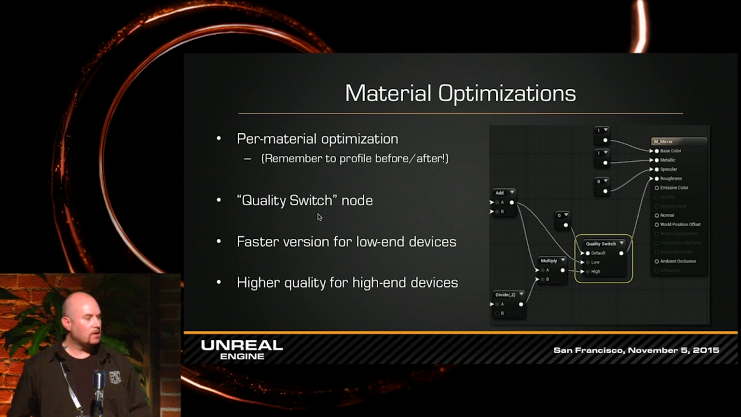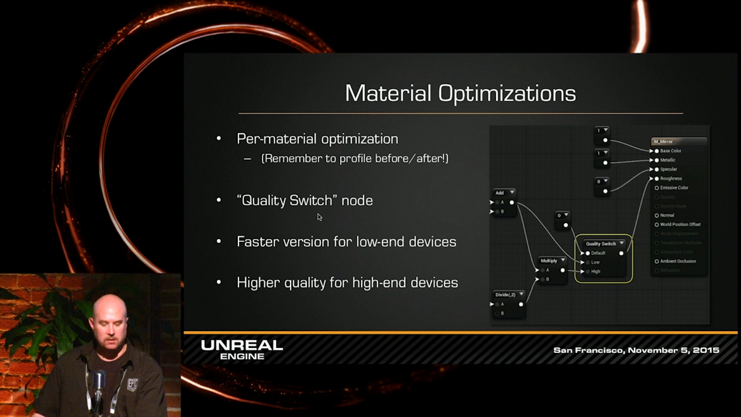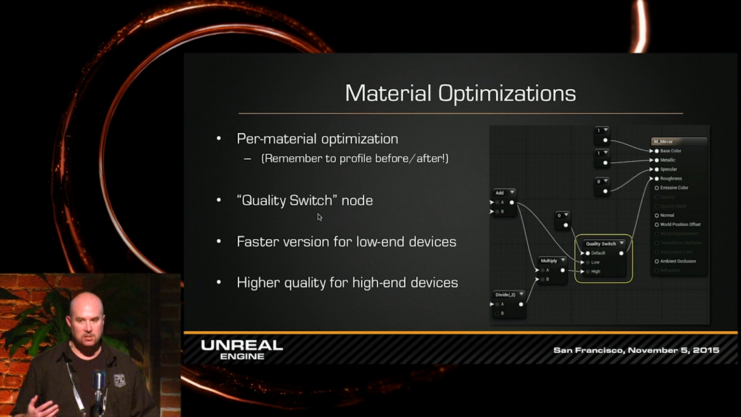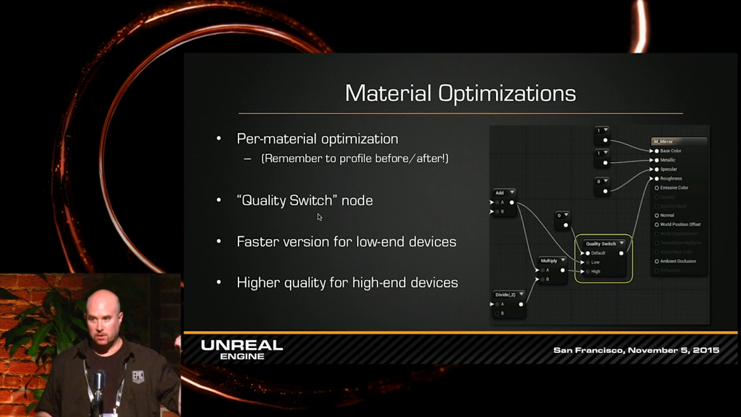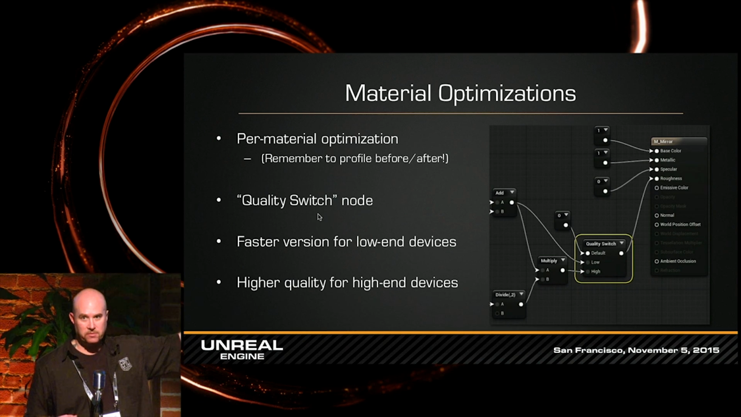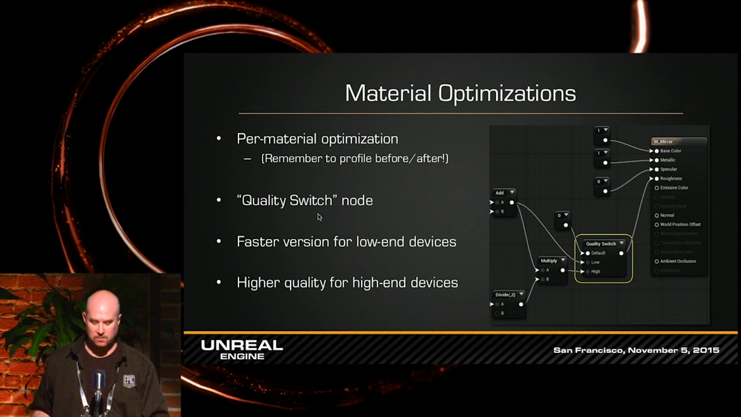Okay. So another optimization. Zach mentioned this and showed you how to do it: the quality switch that you can put in a material. It's not just for making decals look prettier if you don't have all the features, it's good for optimization purposes too. You can make a fast version for low-end devices and a high-quality version for high-end devices using that quality switch node. Just plug that in, and then you plug in your two different expressions. One is fast and one is better looking.